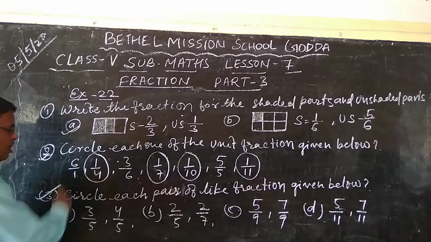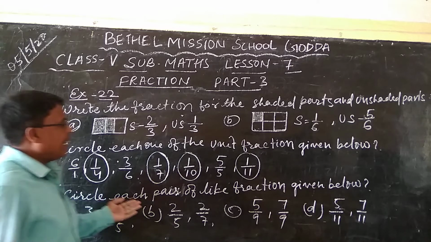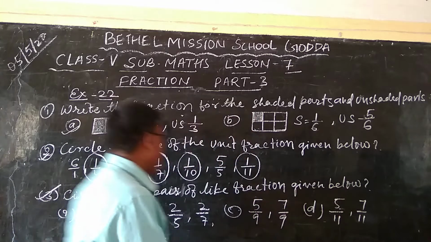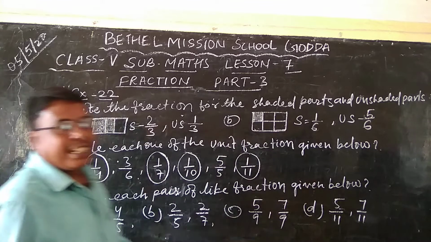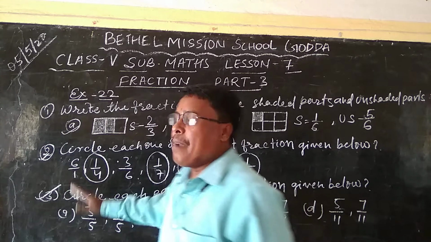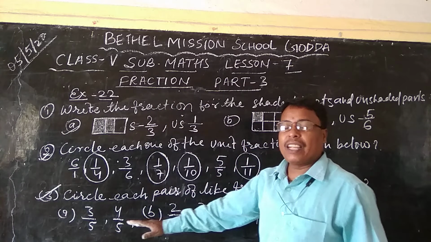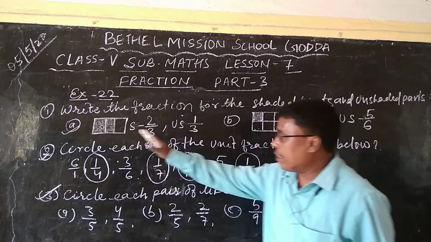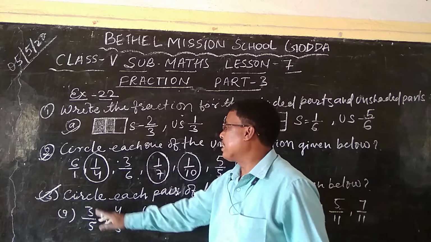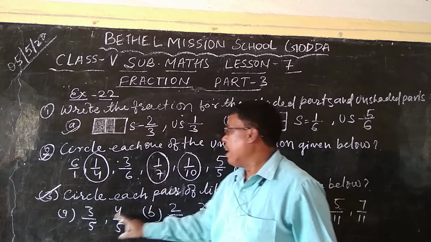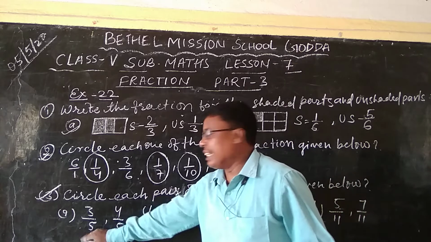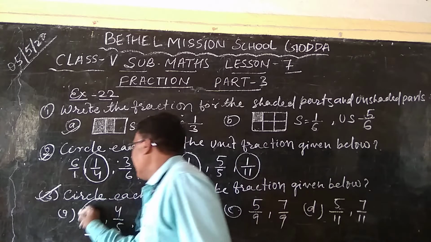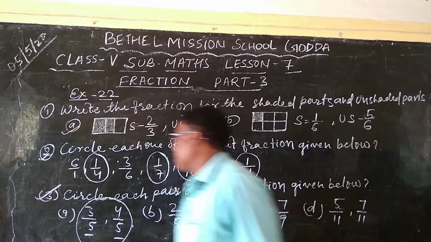Clear? Next, question number 3. Circle each pair of like fractions given below. Only circle the like fractions. What are like fractions? Fractions that have the same denominator. See, 3 by 5 and 4 by 5. The denominator is the same, 5, 5. So this is what? Like fractions.